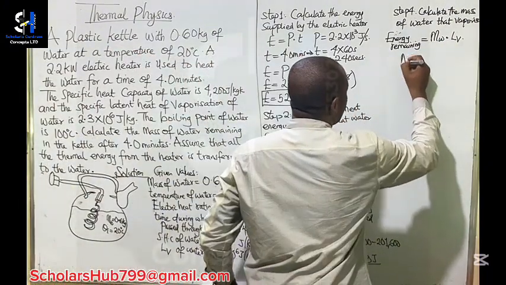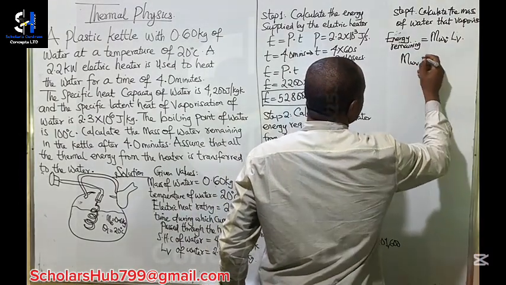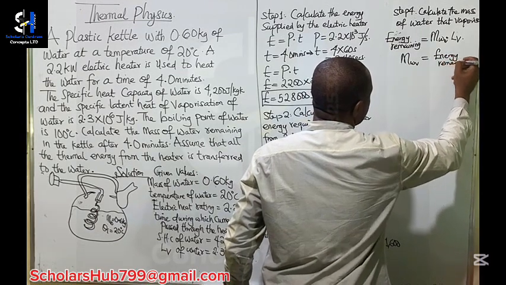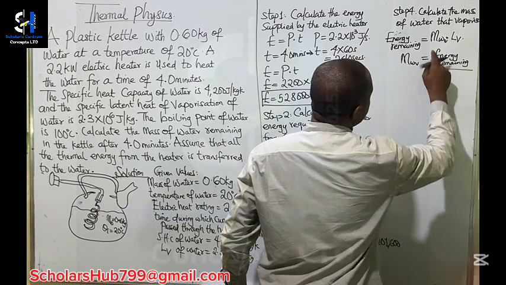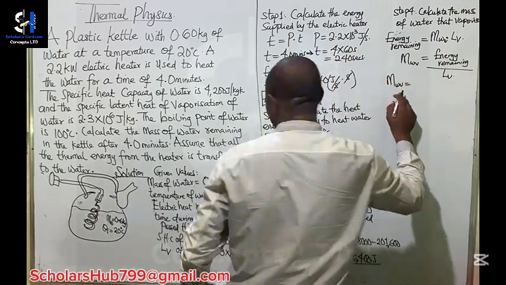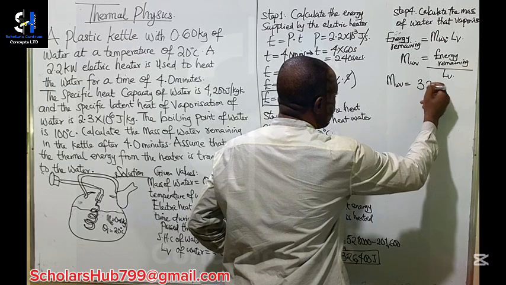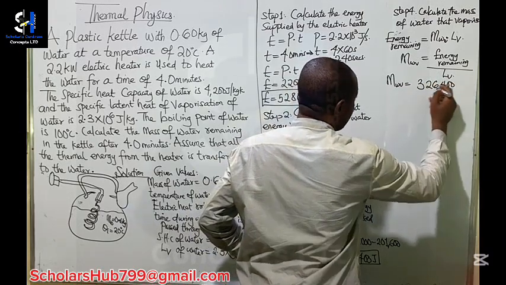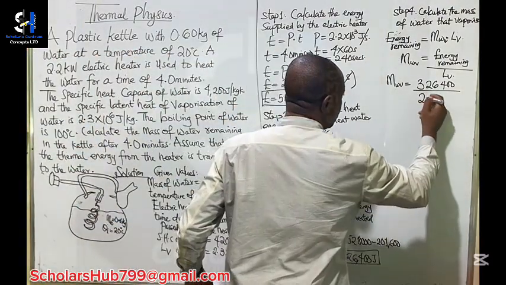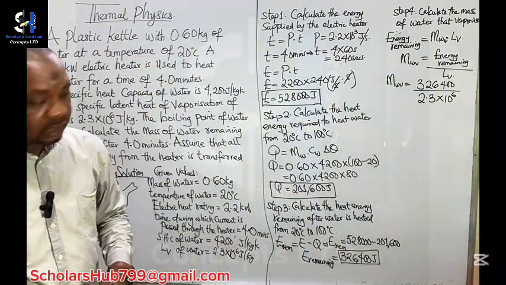So this mass of water that vaporizes will now be equal to the energy remaining divided by latent heat of vaporization. The energy remaining we found to be this value, so we put 326,400 divided by the latent heat of vaporization, 2.3 times 10 raised to the power of 6. Okay, so let's divide this.